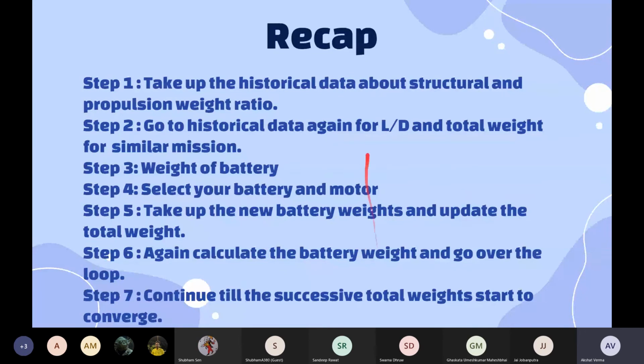So if anybody has any doubts, we are here at the recap slide of weight iteration, so we can have them now. Yeah, all right, so I don't see any doubts.